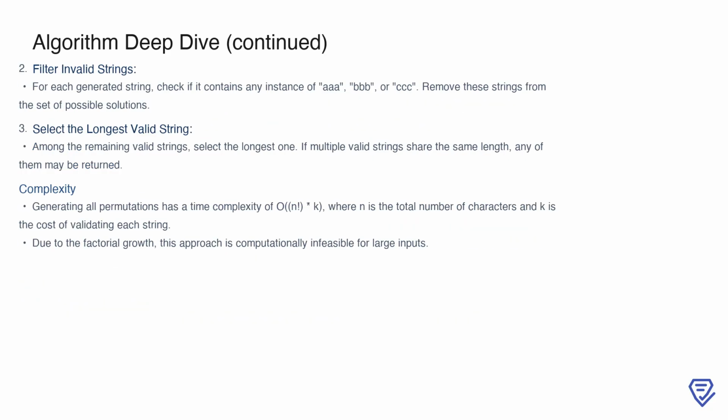Once all permutations are generated, the next step in this brute force method is to filter out any strings that contain invalid sequences, like AAA, BBB, or CCC. This would involve examining each generated string to ensure it meets the constraint of no 3 consecutive identical characters. After filtering, the remaining valid strings would be compared to find the longest one. If there are multiple strings of the same maximum length, any of them could be returned as the result. However, this method still faces severe limitations due to the factorial growth of permutations, where generating and validating each string becomes increasingly expensive as the input size increases.